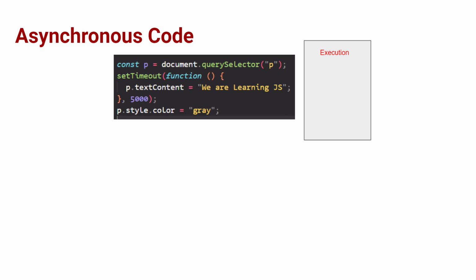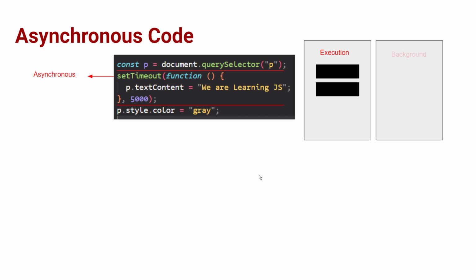So let's look at asynchronous code in JavaScript. It executes one line, then the browser. This is a timeout function. When you use the timeout function, it has a 5-second wait. After the 5-second wait, another code executes, like a paragraph, style, color, and so on. The second execution appears when you use the setTimeout. Behind the scenes there is a second execution. This is called asynchronous in JavaScript.